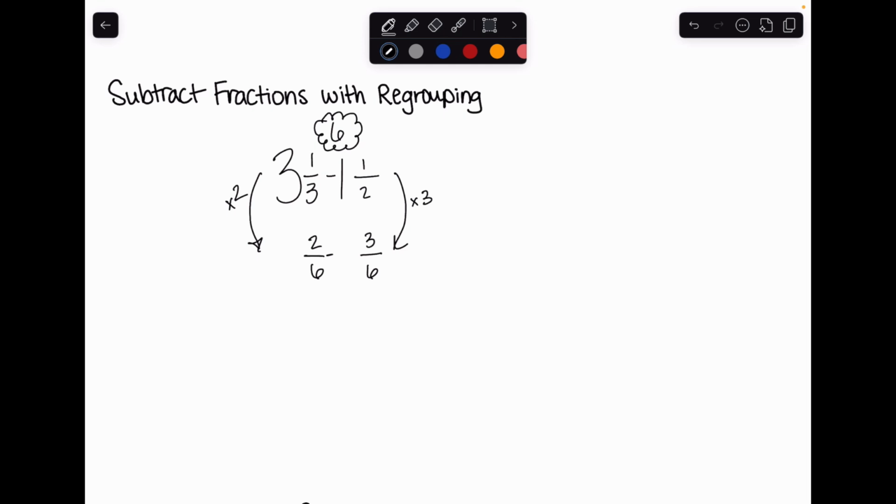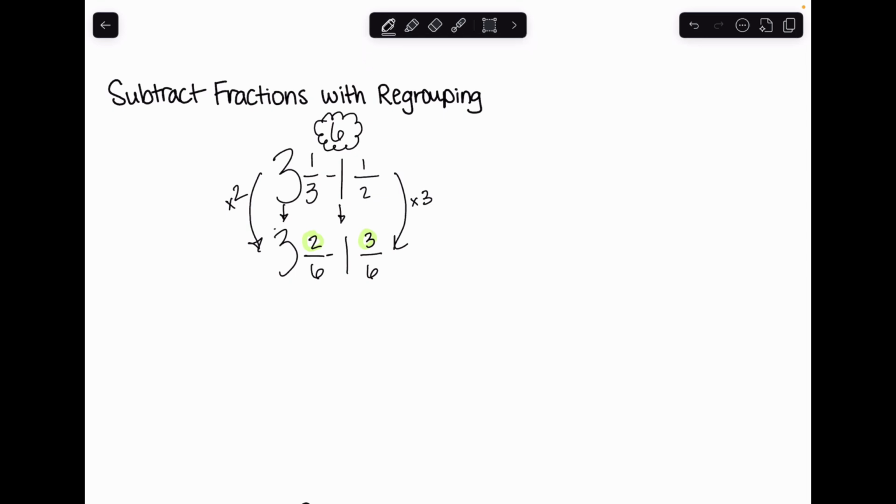If you watched my last video, you know that you just need to copy down these whole numbers. And here I've got equivalent fractions. And this is what I'm talking about when I say regrouping. I've got 2 and 3, and if I have 2, I cannot take away 3. Just doesn't work. I would end up with a negative number, and we just don't do math like that with fractions. So I'm going to have to regroup.